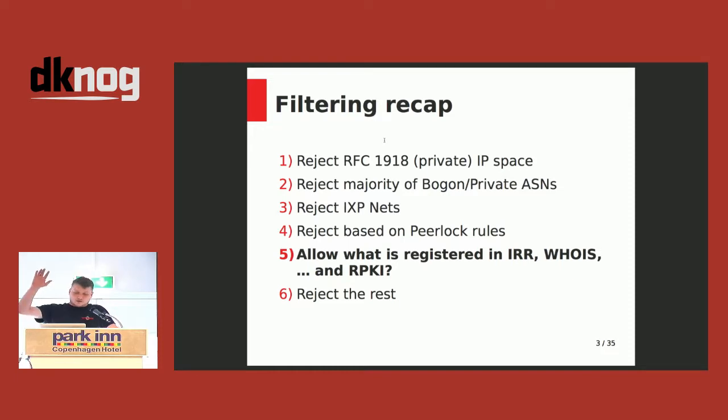So after a long list of rejecting stuff, then we finally arrive at the more interesting part. We allow prefixes that are registered in the IRR or in Whois, and perhaps in the future our RPKI can also play a role. Then whatever is not part of the whitelist is rejected.